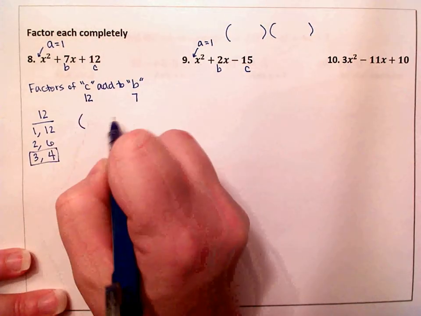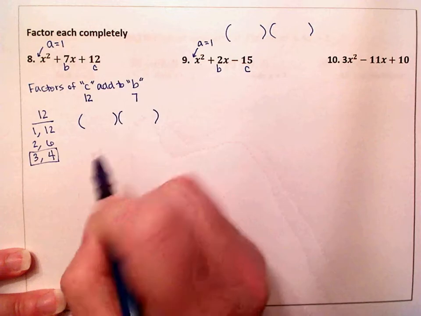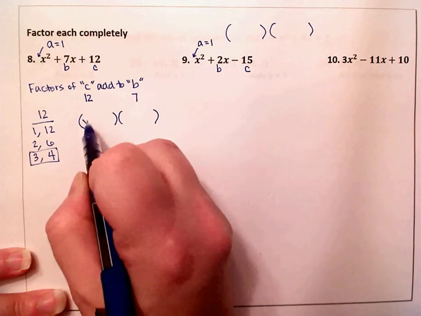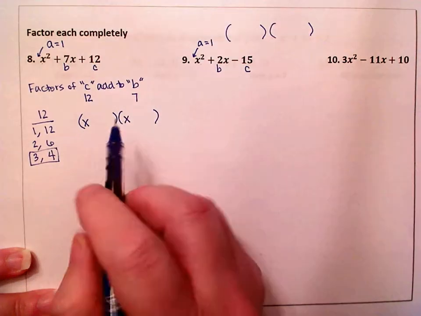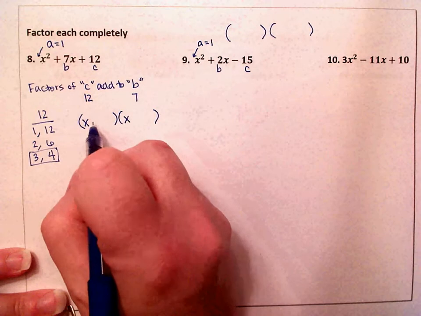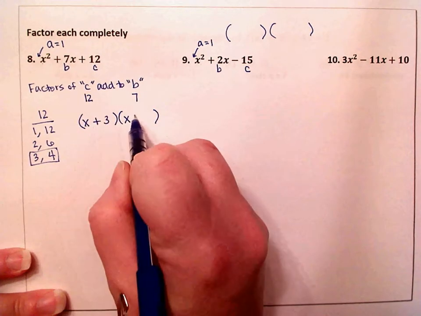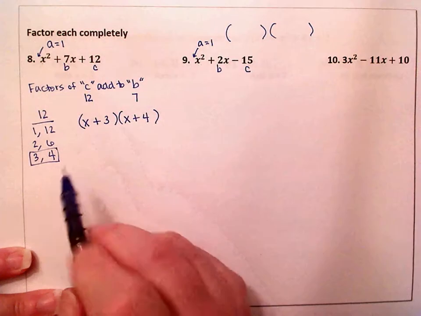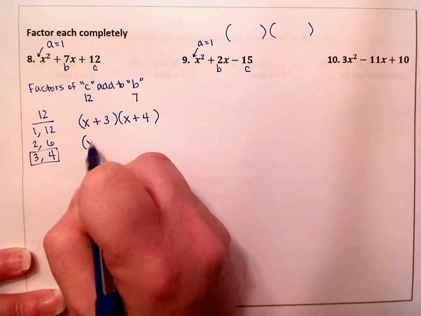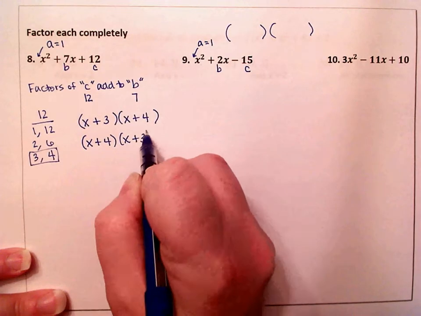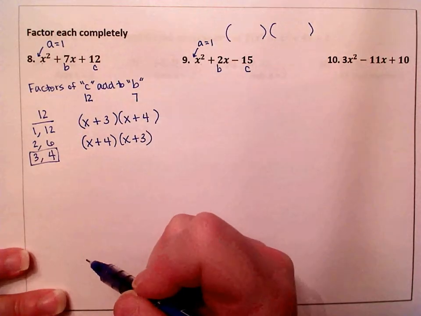So we're ready to write our binomial factors. We know the first terms multiply to get x squared, so they each have to just be an x. And then the number part of each binomial is using these factor pairs. One is a positive 3, and one is a positive 4. Since this is multiplication, the order doesn't matter. So if you were to write x plus 4 times x plus 3, you would also be correct. Those are exactly the same.